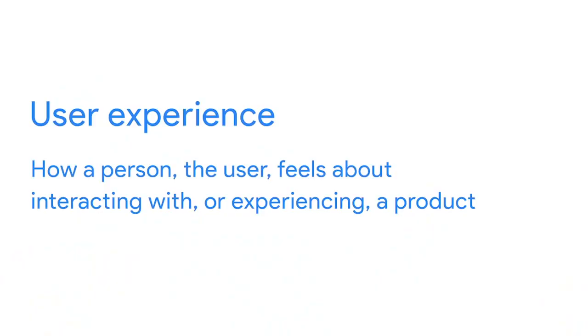Think of it like this. An animated movie about talking cars is designed with kids ages 5 to 7 in mind. Those kids are the movie's end users, but adults and teenagers will be in the audience too. So they're also users. User experience is how a person, the user, feels about interacting with or experiencing a product.